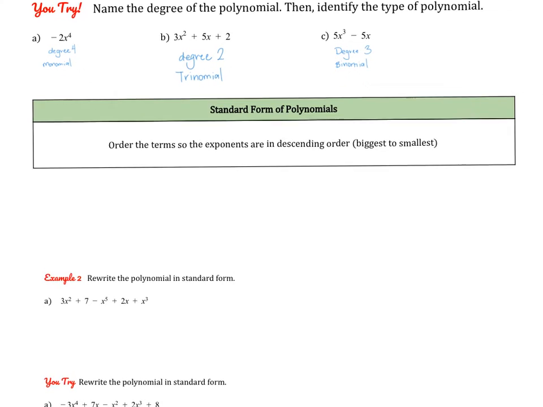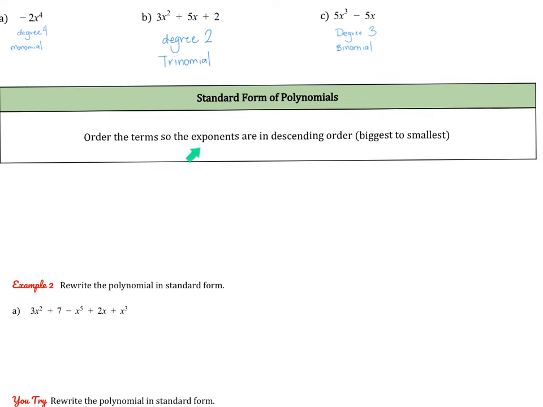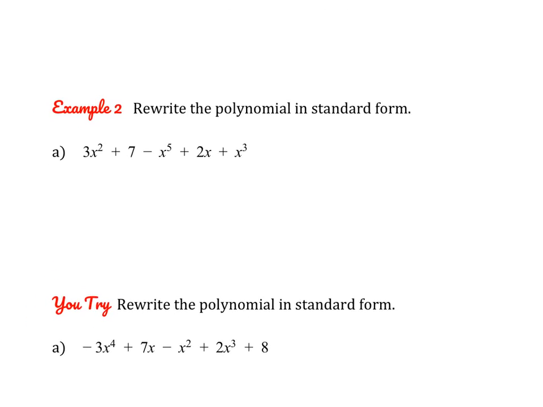So for standard form, we're going to order the terms so the exponents are in descending order. So descending order means that they're going from biggest to smallest. So remember here we're only looking at the exponents, not the coefficients. So all you have to do is rewrite the terms in descending order. So let's look at example 2.